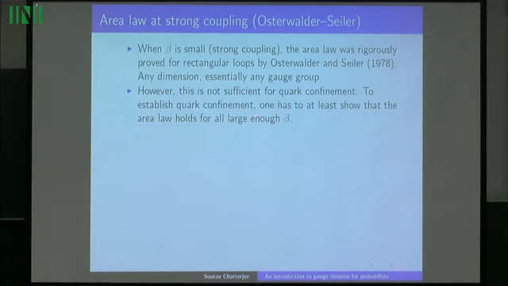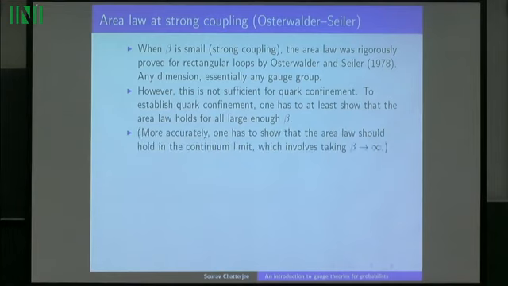Now, unfortunately, this is not sufficient for quark confinement. If you remember, proving quark confinement was the original goal of the area law. To prove this, one has to at least show that this area law holds for all large enough beta. It doesn't suffice to prove it for small beta. More accurately, one has to show this area law holds in the continuum limit, which involves taking beta to infinity, which is what Scott was just saying.